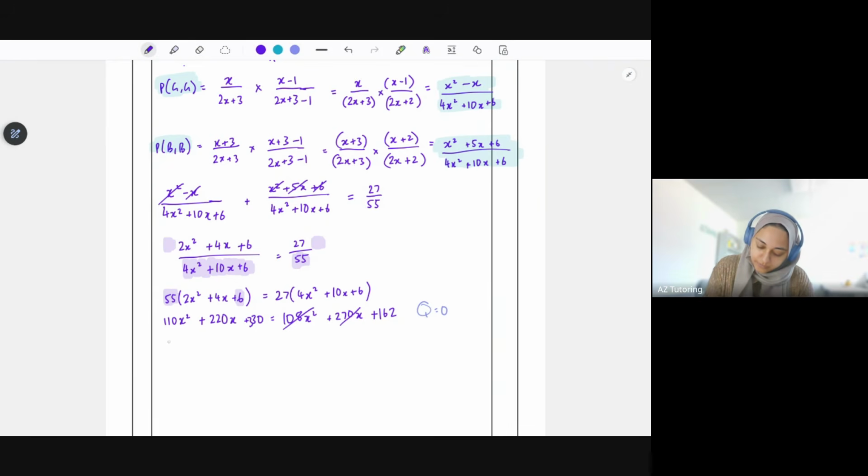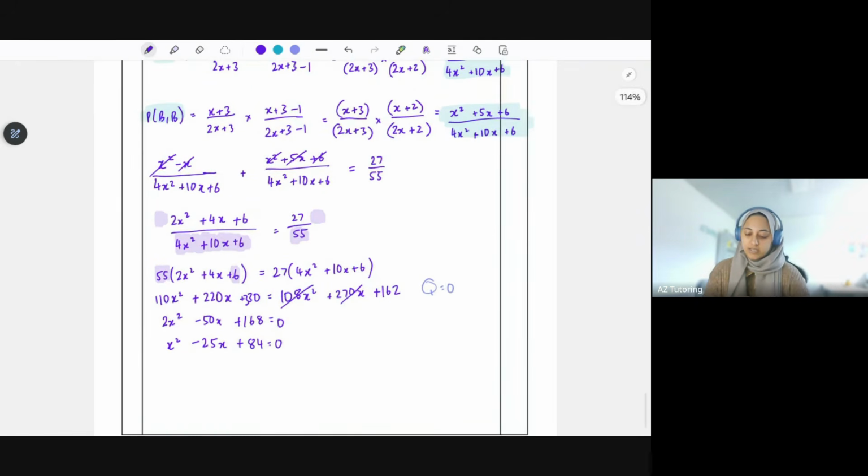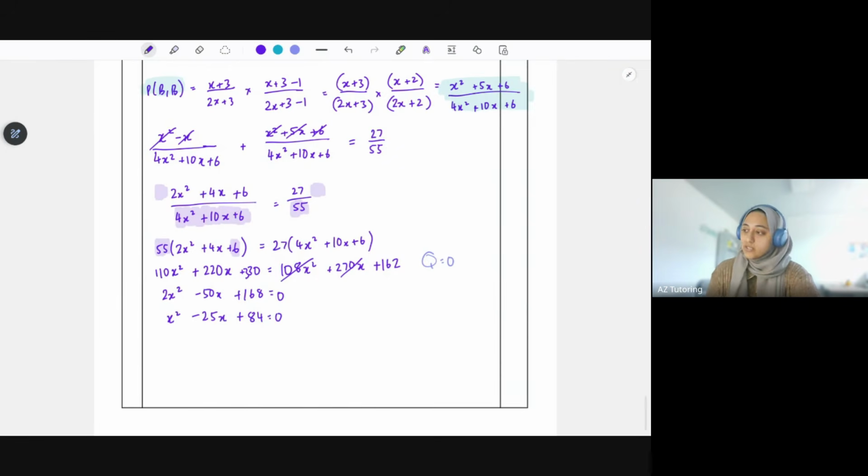Okay, so we've still got, actually, you know what? I'm going to keep all that. It's just the last number that's incorrect. Just this one here. So 330 minus 162, we get 168 equals 0. Dividing that 168, we get 84. It's because the mark scheme has used a different way of working out, so it was quite hard to spot where I made a mistake. But anyways, we've got this.